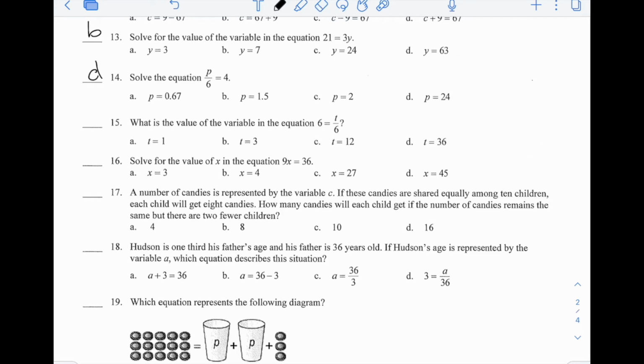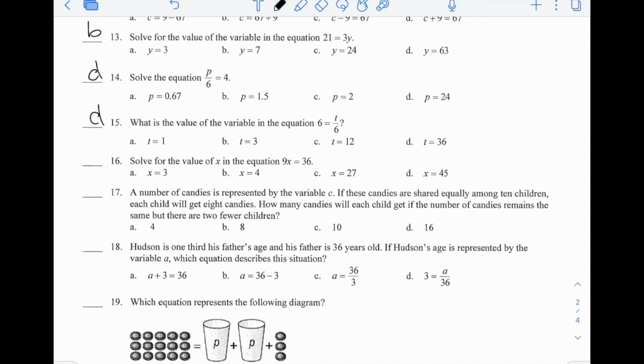What's the value of 6 equals t over 6? Okay, so this one again, we're dividing by 6, so we're going to multiply by 6, times 6. So t equals 36. We're saying 36 divided by 6 equals 6, which is correct. So that one is t equals 36, which is D.